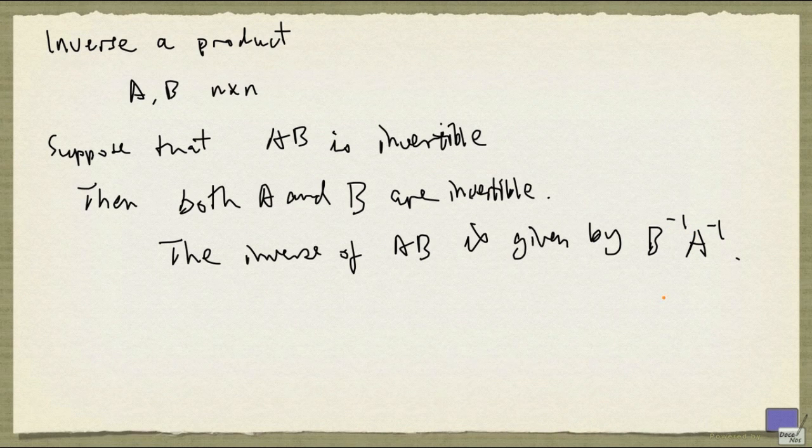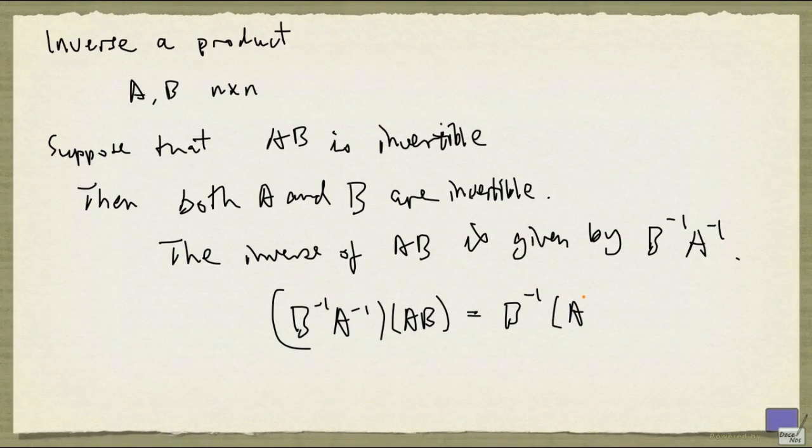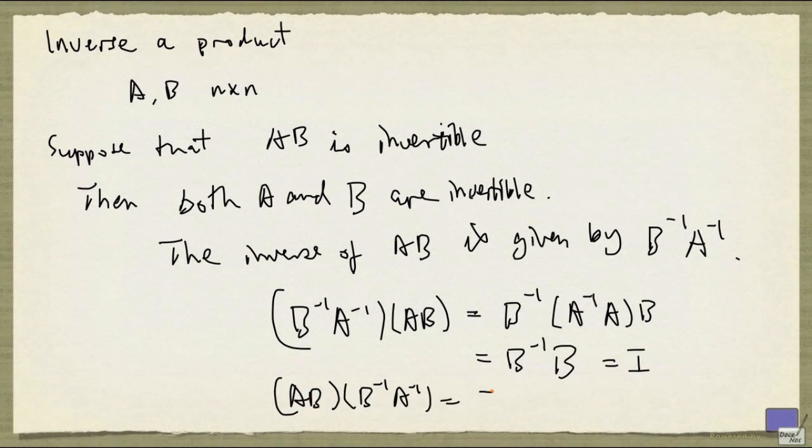Now it's not too difficult to check that this is indeed an inverse, because if you multiply this on the left of AB, using associativity, you can rewrite this as this. And this whole thing inside becomes the identity matrix. So you're left with B inverse times identity, which is just B inverse, times B, and that is just the identity. And you can check the other product. And this again will give you the identity matrix.